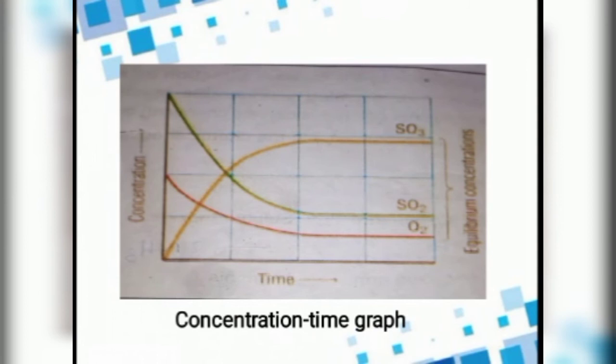Here you can observe that as the concentration of SO3 becomes higher, the reverse reaction speeds up. Eventually, the two rates become equal. At this stage, SO3 decomposes into SO2 and O2 as fast as SO2 and O2 produce SO3. At this stage, we can say that the reaction is said to have reached the equilibrium state.